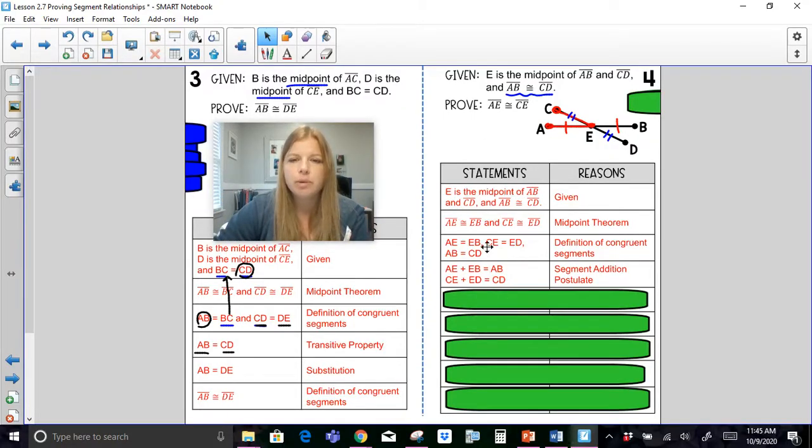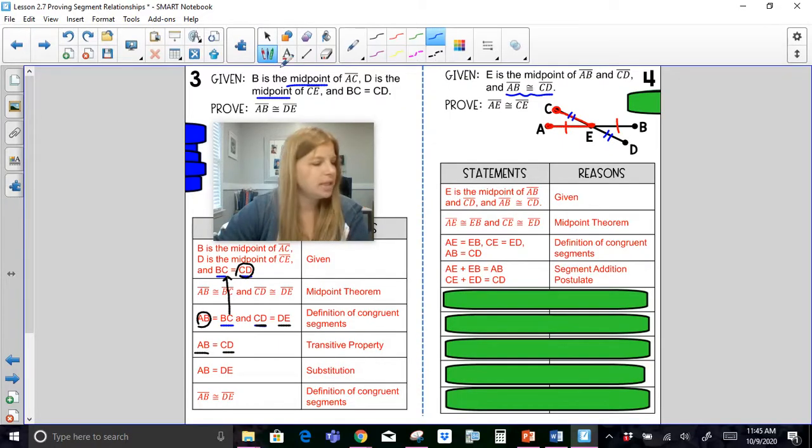So now look at what we're working with. We've got AE plus EB equals AB. We've got CE plus ED equals CD. Now look at everything else that we're also saying is equal to each other. You can look at this and start replacing certain measures of segments with other measures. Like if AE is equal to EB, well, couldn't I throw in an EB here? And if CE is equal to ED, I could throw that in here.